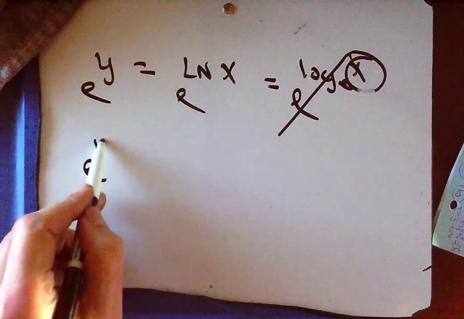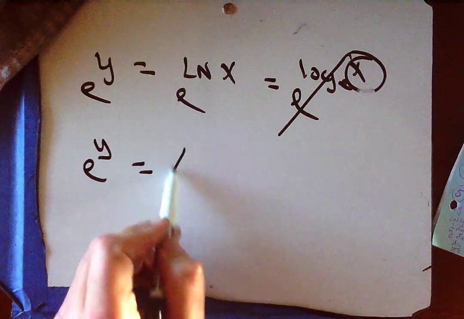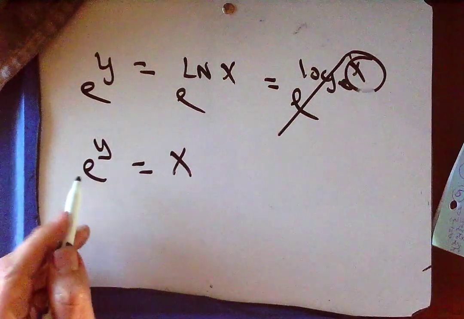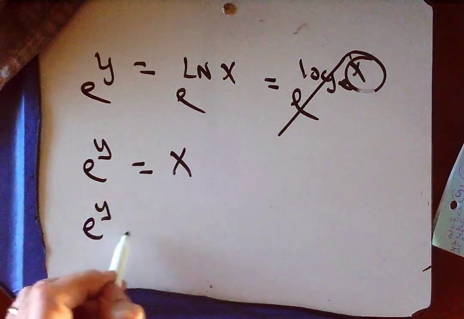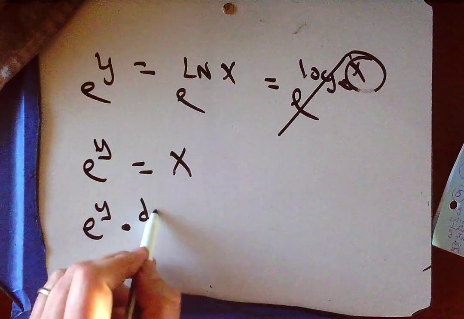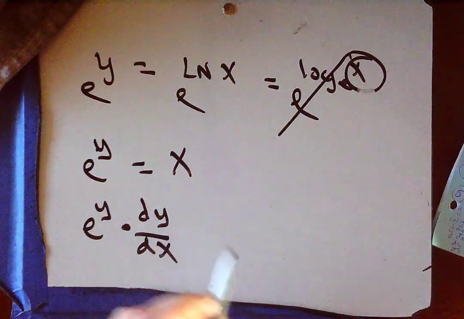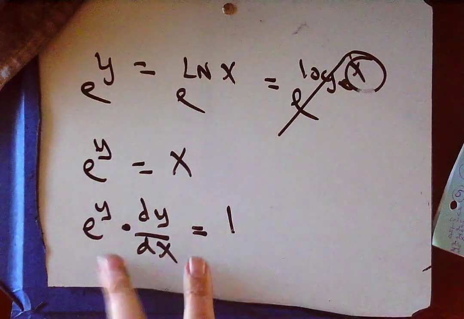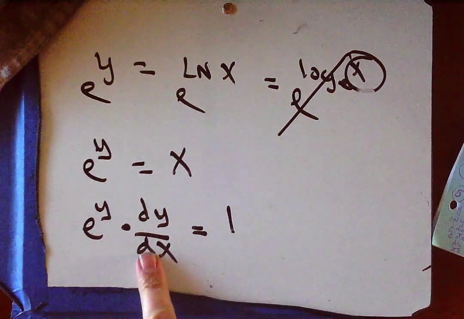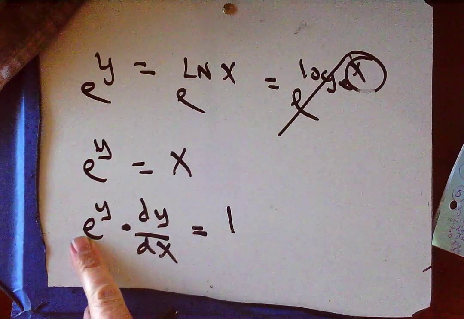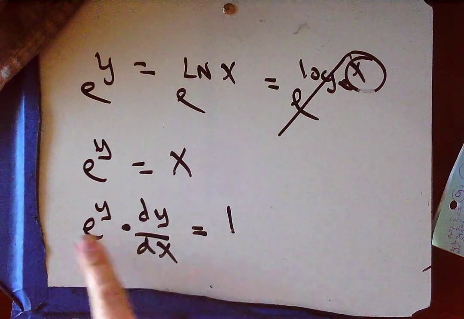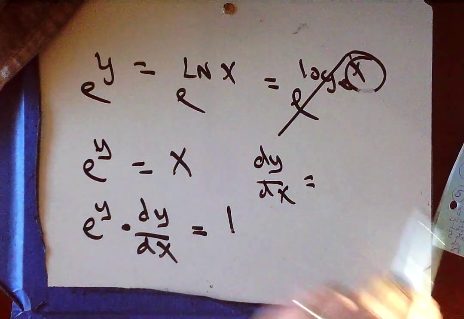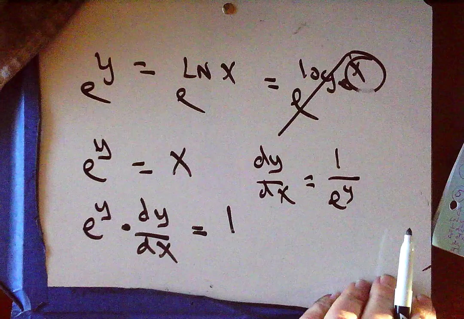So on the left side, I have e to the y. On the right side, I have x. Now let's take a derivative here. The derivative of e to the y is e to the y times the derivative of that inside thing with respect to x, equals the derivative of x, which is 1. Since we're doing implicit differentiation, you want to get dy/dx by itself, so you divide both sides by e to the y. So dy/dx equals 1 over e to the y.